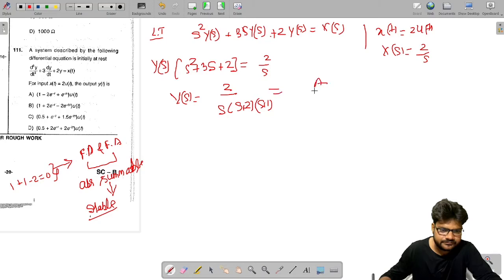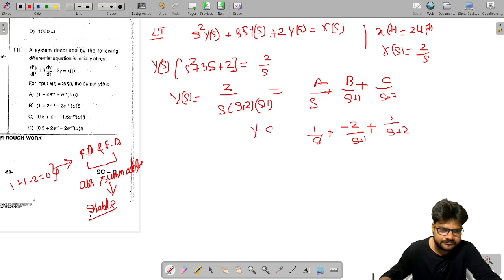So making its partial fraction, A by s plus B by s plus 1 plus C by s plus 2. Let's find out the A, B, C values. So putting s equals 0, I'll get A equals 1, so 1 by s. Plus, let's put s equals minus 1, so this is going to be minus 2, so minus 2 by s plus 1. Now let us put s equals minus 2, so this is going to be minus 2, this will be cancelled out, and this is going to be plus 1, so 1 by s plus 2.